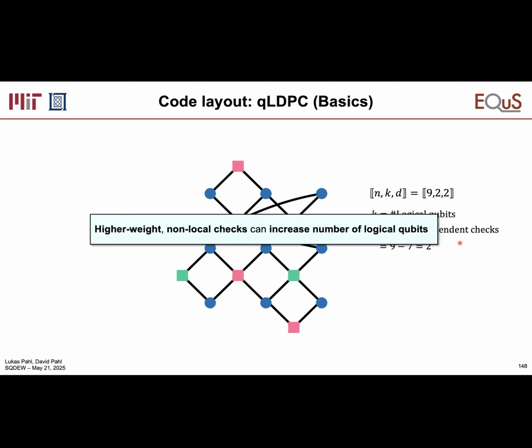Slightly higher weight, non-local checks. That's the takeaway. QLDPC codes have slightly higher weight, non-local checks, and that's how they increase the number of logical qubits. It's by getting this difference to be net positive as you grow the code without tanking your distance.